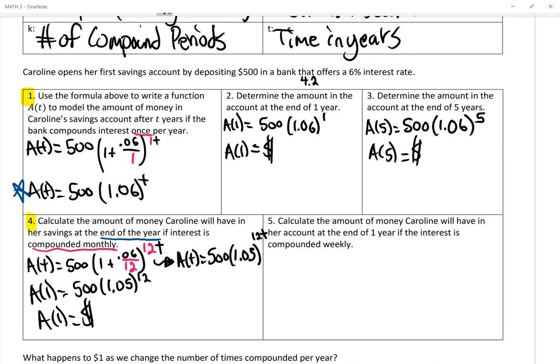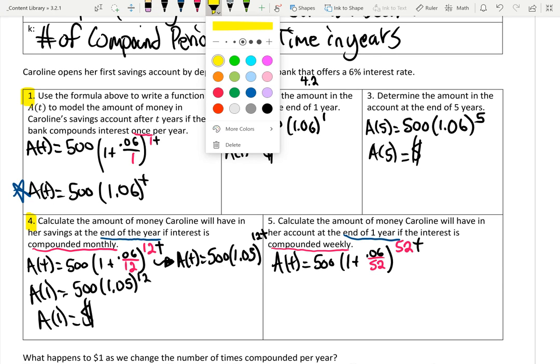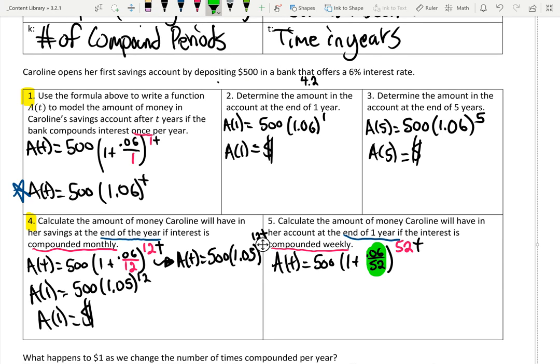Now 5 is going to be very similar because the wording is the same. We want 1 year, but this time we need to know compounded weekly. How many weeks are in a year, you might ask? Well, the answer is 52, always. 500 times 1 plus 0.06. We're going to go ahead and divide it by 52. And I'm going to get 52t. If you ever get a decimal for the quotient for this part, just leave it. Let the calculator do the work.